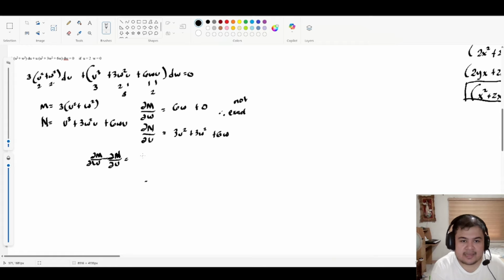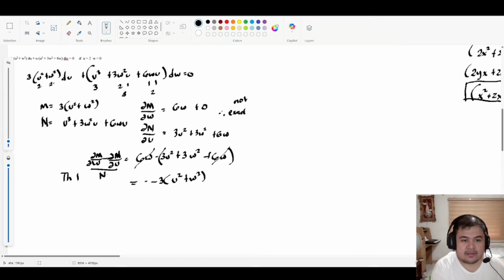It's 6w minus (3u² plus 3w² plus 6w), all negative. So 6w minus 6w will be cancelled. What you will have is negative 3(u² plus w²). Now, there are 2 theorems for not exact. For theorem 1, we're going to divide that by N. And what is N? u³ plus 3w²u plus 6wu.